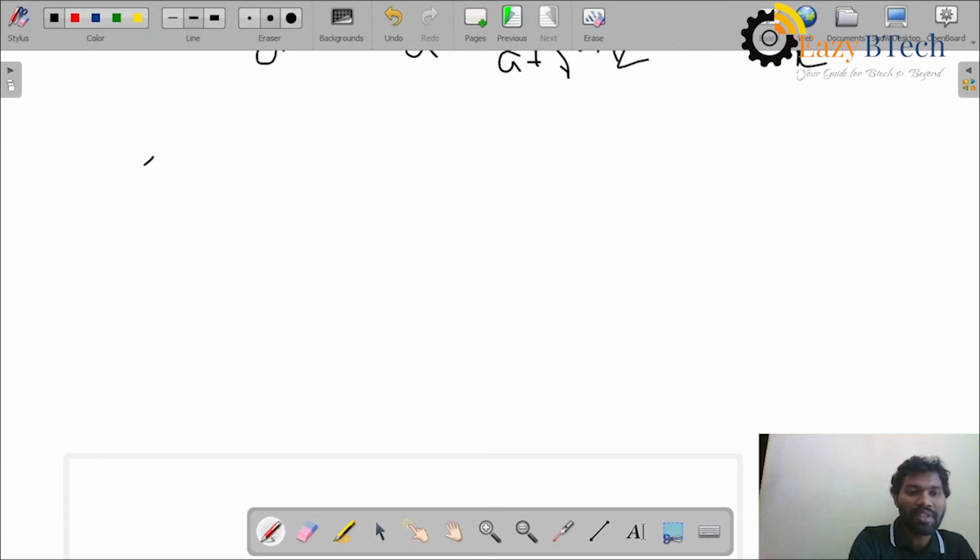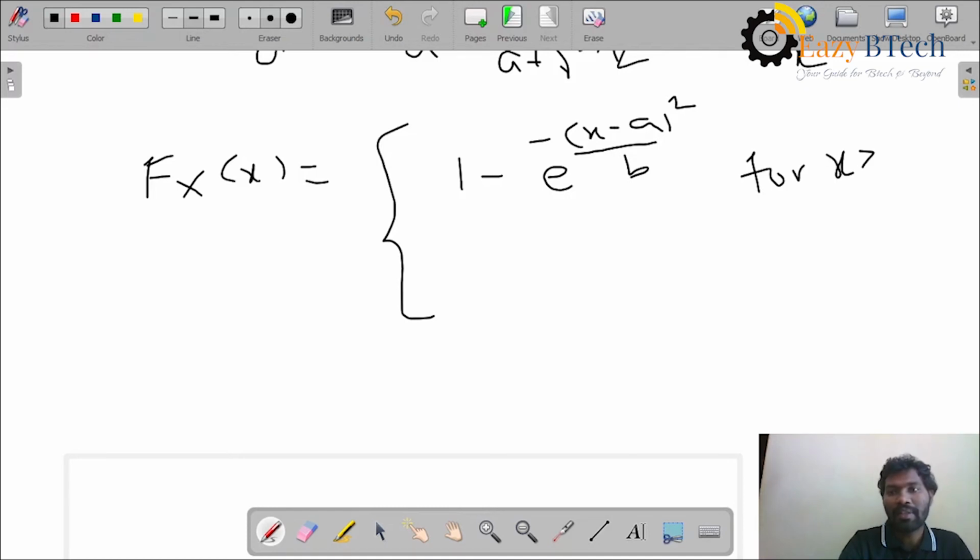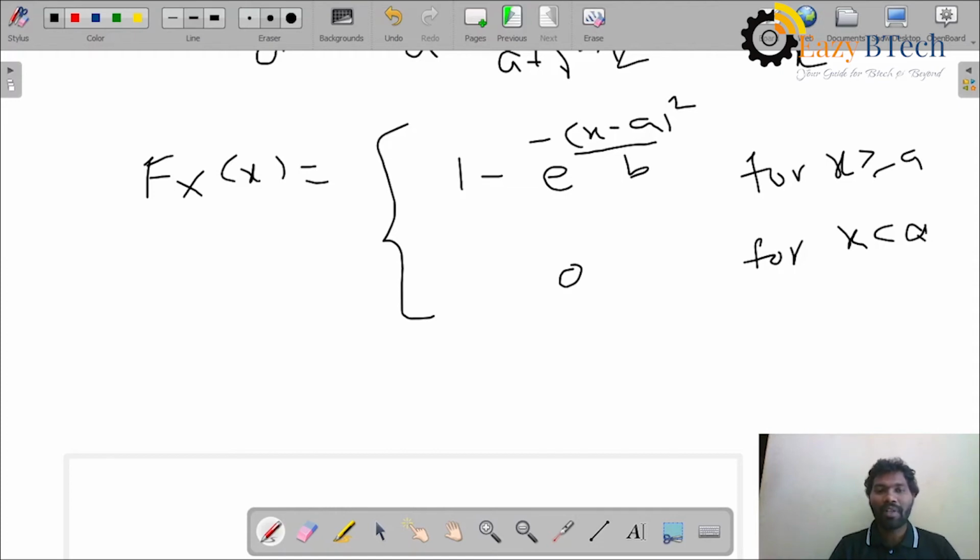Next one is the distribution function. The distribution function is represented like this: FX of x is equal to 1 minus e power minus x minus a whole square by b for x greater than or equal to a, 0 for x less than a. So this is the probability distribution function of the Rayleigh random variable.